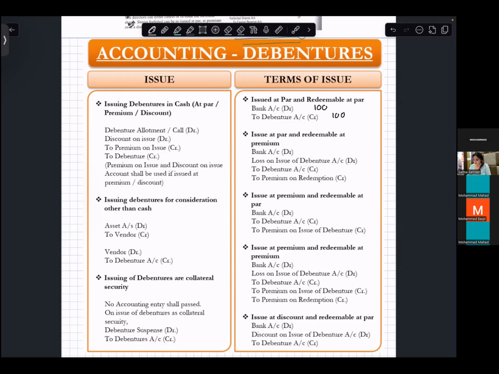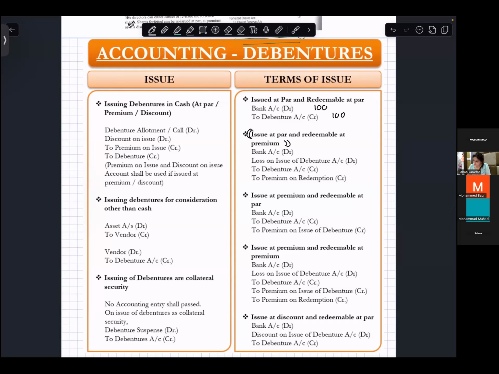Come on, explain me this. Issued at par, redeemed at premium. Explain me the meaning of this. Your premium is the extra value. So when you're taking the loan, how much are you going to receive? Issued at par means when you're giving the loan, you're going to receive the face value only.